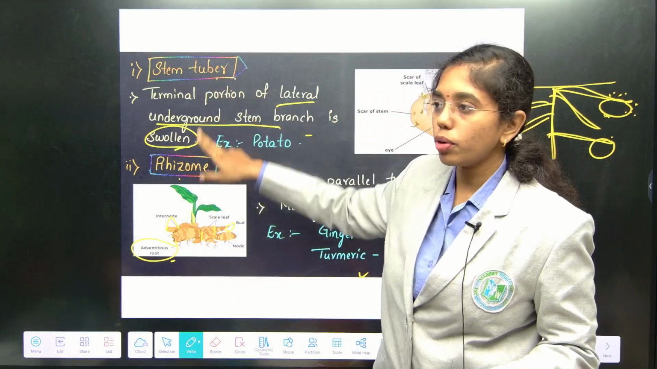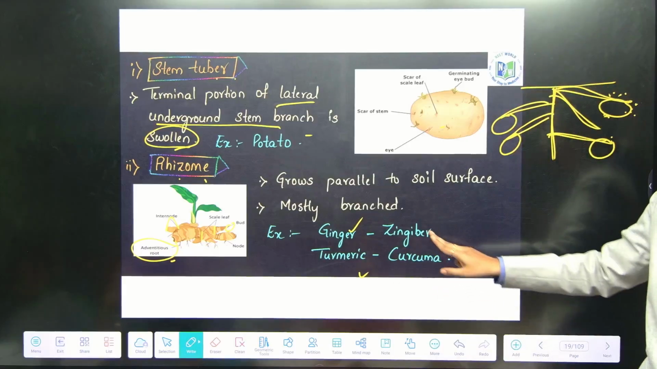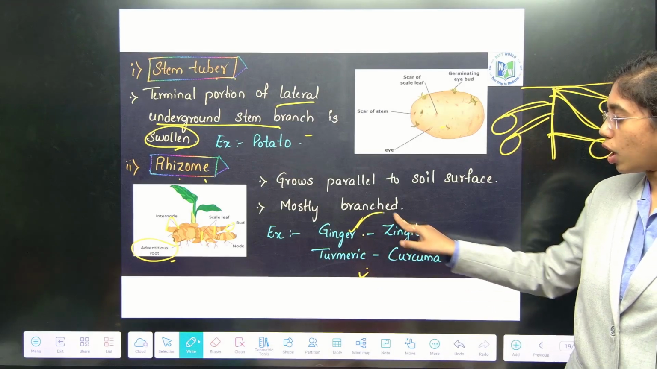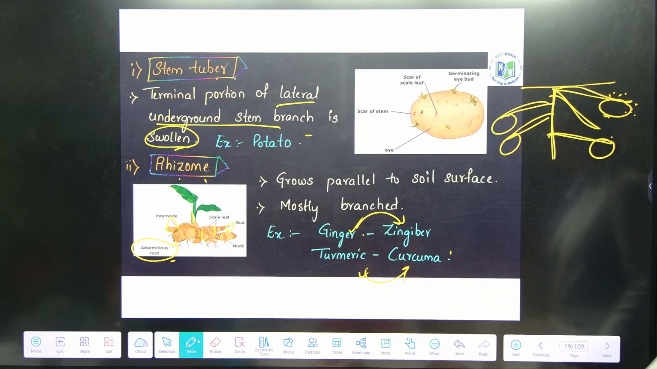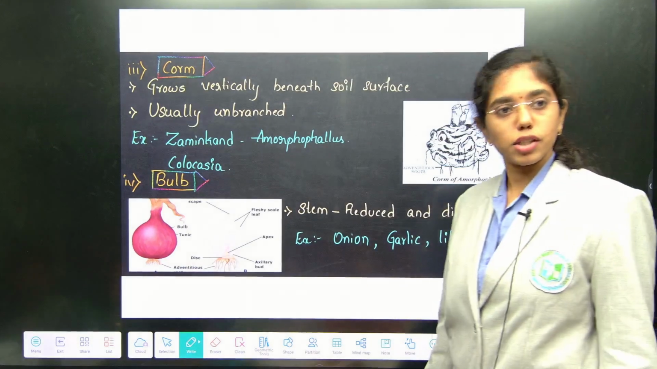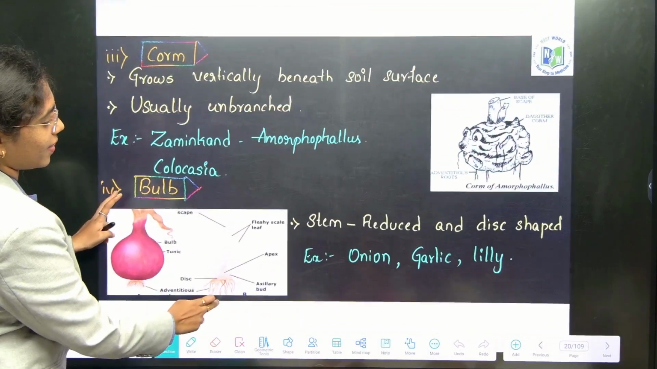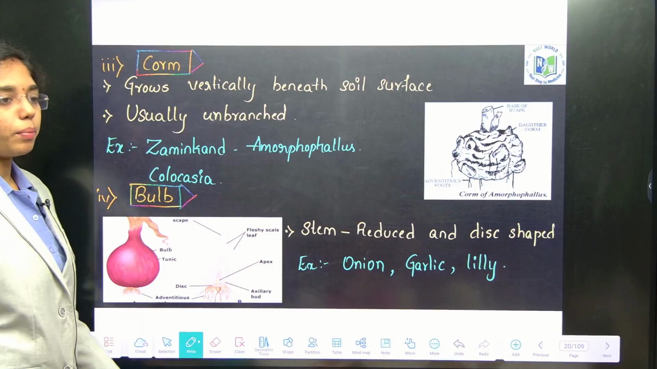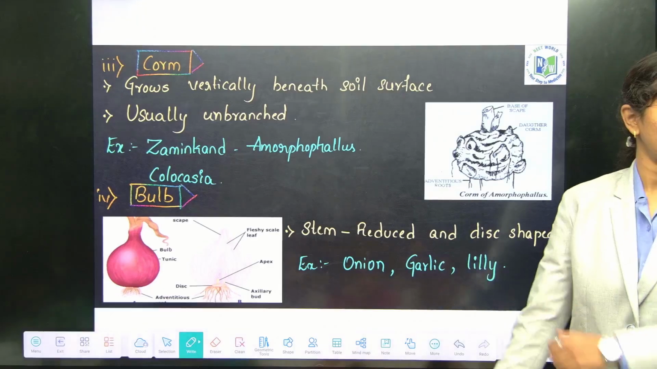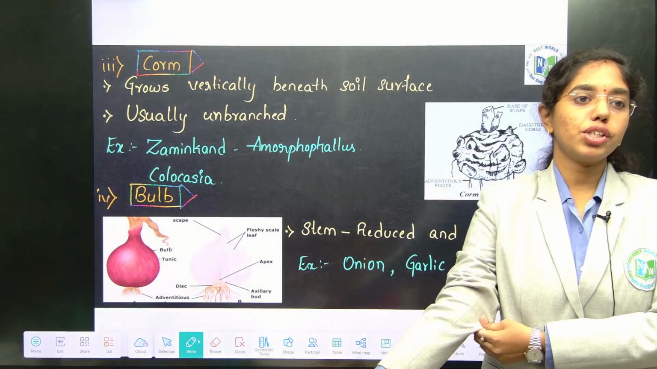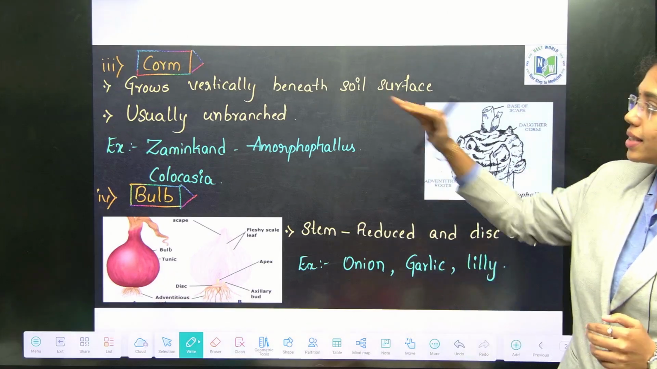Understood both stem tuber and rhizome? You can answer the statements, right? The example of rhizome is ginger and turmeric. Ginger is also called Zingiber, turmeric is also known as Curcuma. Rhizome modification: ginger and turmeric. Stem tuber modification: potato. Clear? Next is corm.